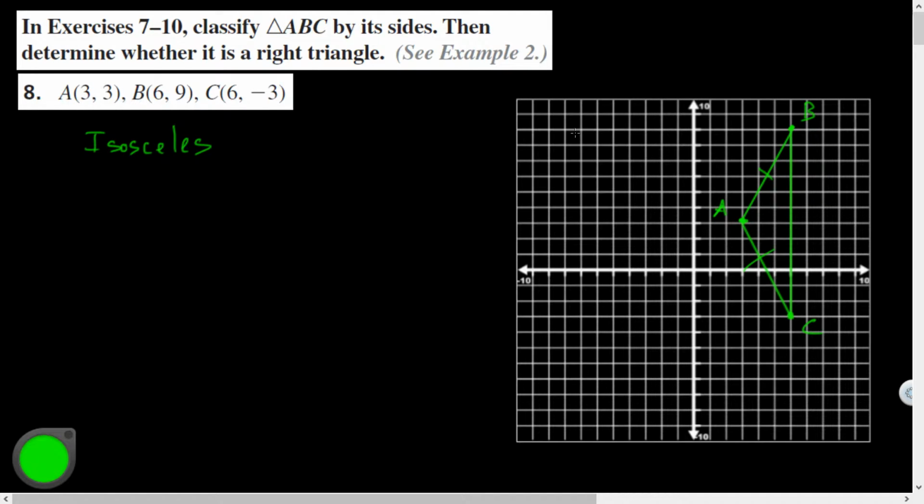Isosceles. And you guys are claiming obtuseness. I would agree. Yeah, I would agree. Obtuse. There you go. All right, let's keep going.